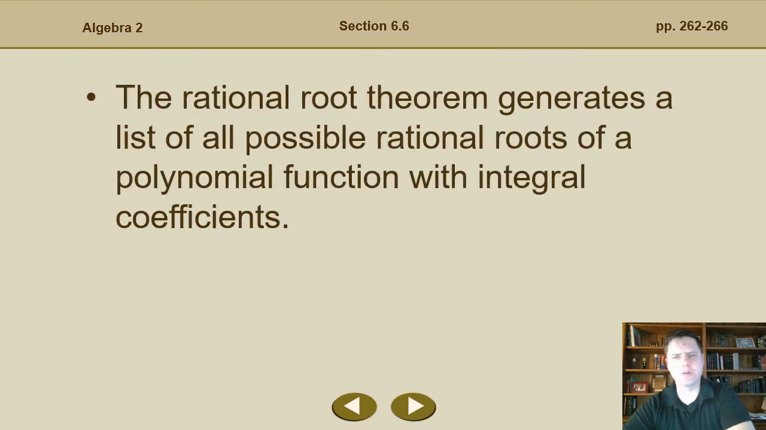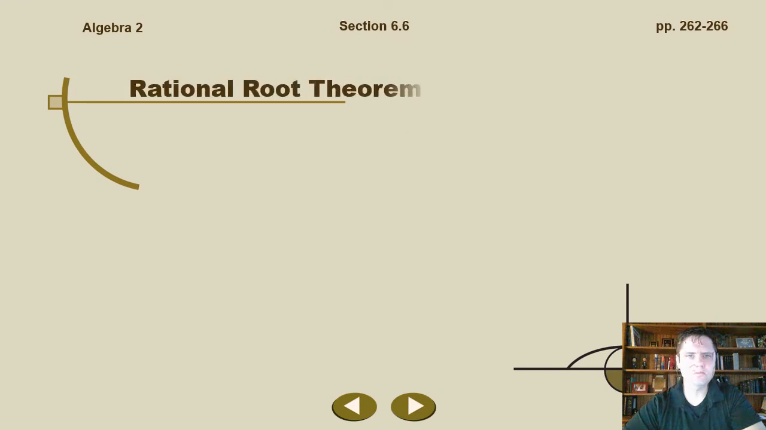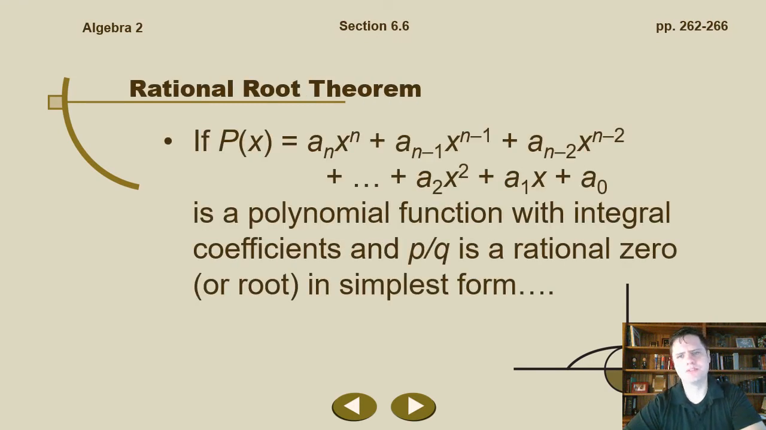So the rational root theorem generates a list of all possible rational roots of a polynomial function with integral coefficients. This is what that root theorem looks like. The most important part we're going to be looking at is this p divided by q is a rational zero root in the simplest form. But instead of just looking at these words, I want to show you an example because I think it will become clear what we're doing with the rational root theorem if you see some examples.